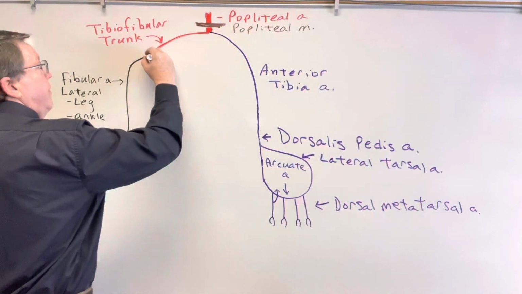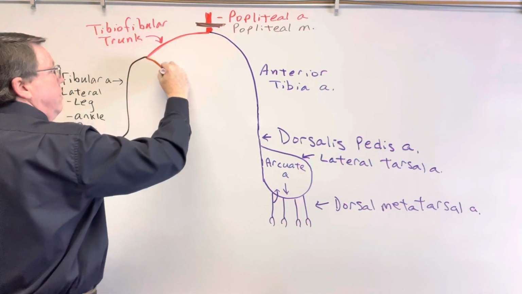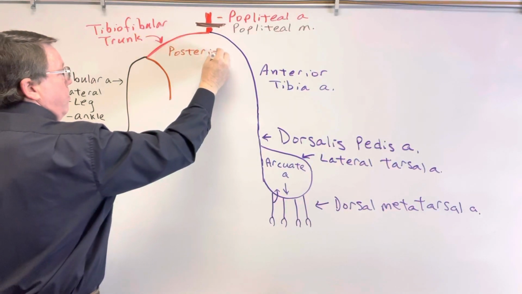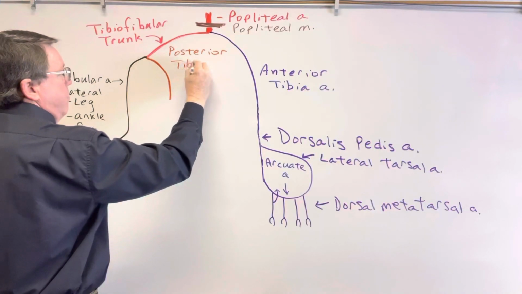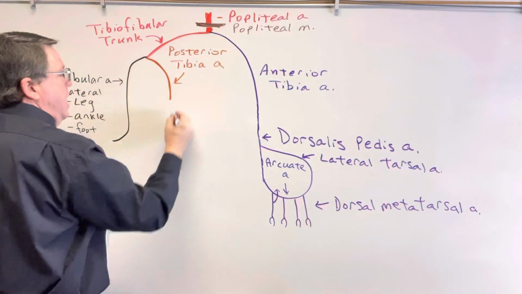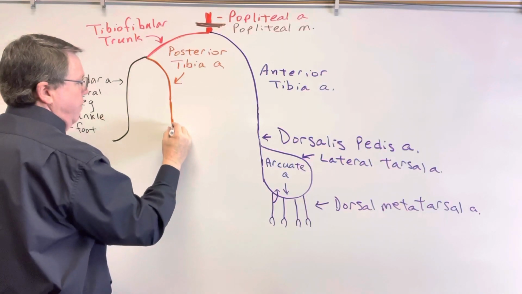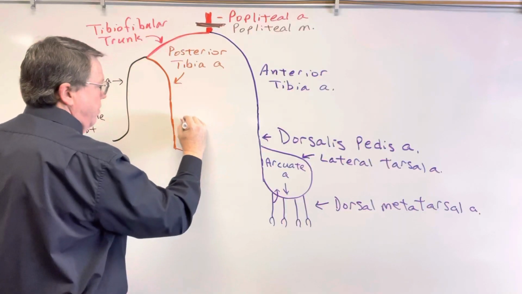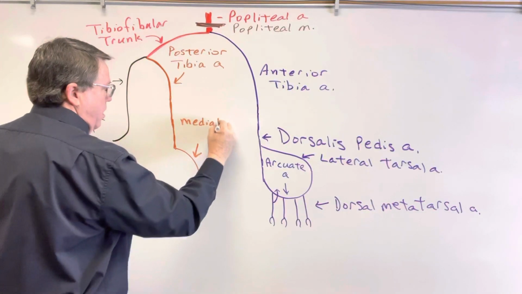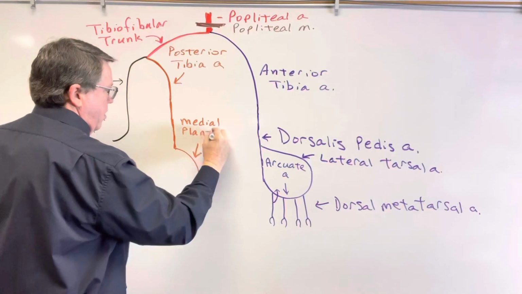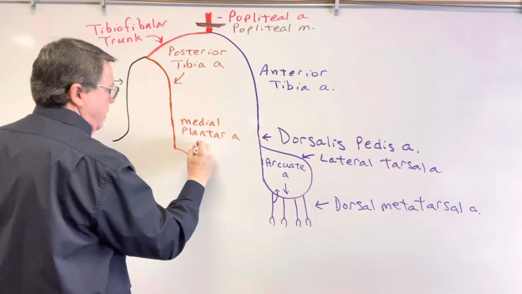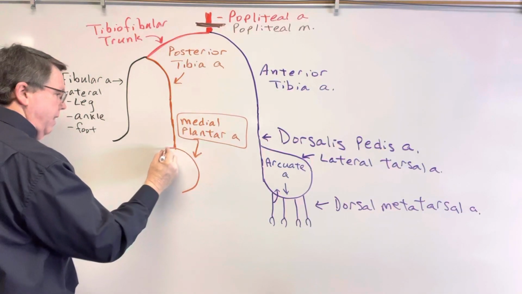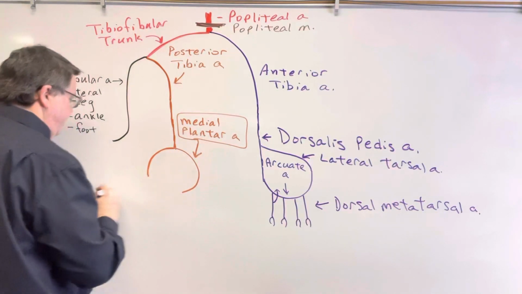The other part coming off of here is going to be my posterior tibia artery. So it's going to be my posterior tibia artery. And then what it's going to do is it's going to come down, and it's going to have a medial, what we call the medial plantar artery is going to be right here. And then we're also going to have a lateral plantar artery.